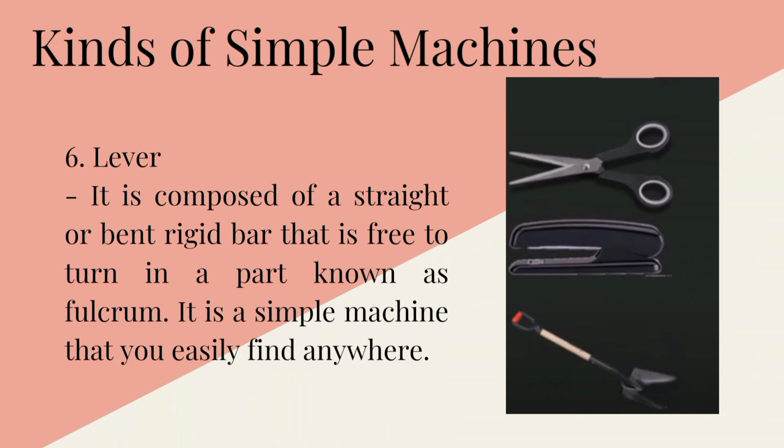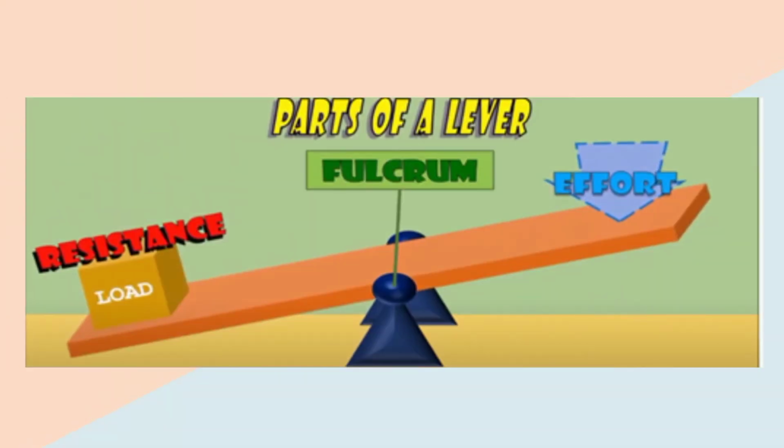It is a simple machine that you easily find anywhere. Parts of a lever: resistance, fulcrum, and effort. Resistance or load is a force that is being lifted by the effort. Effort is a force that lifts the resistance. And the fulcrum is the fixed movable point where the rigid bar moves.